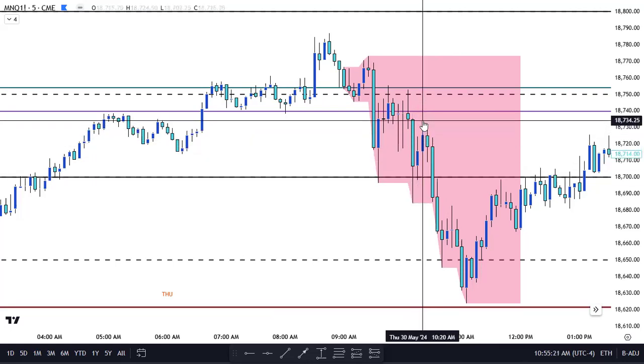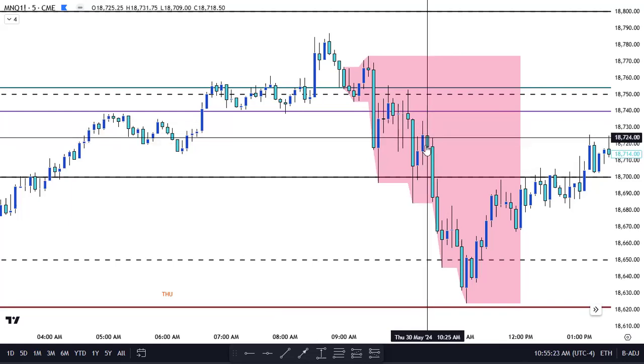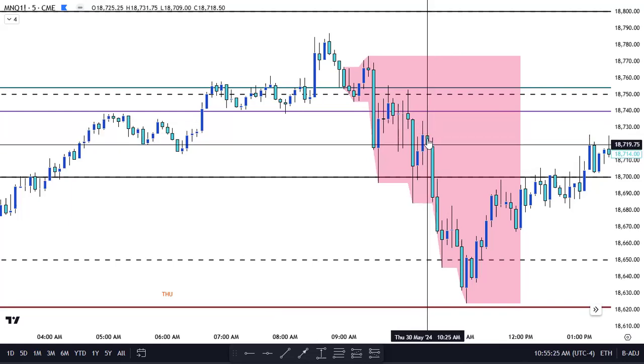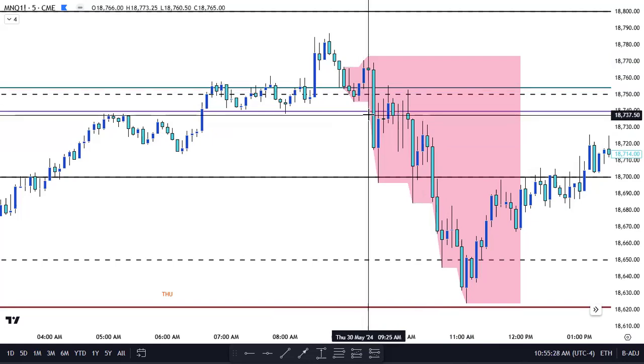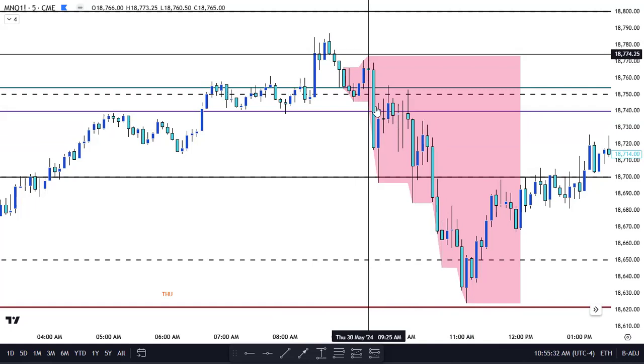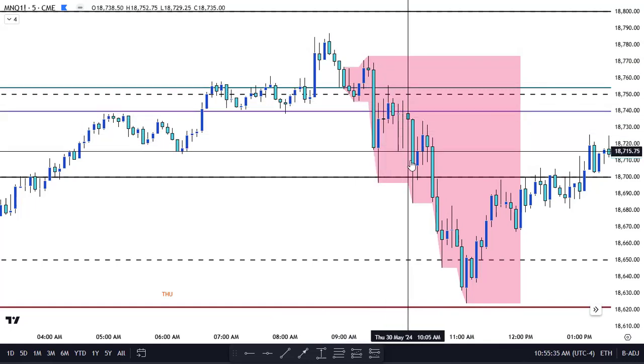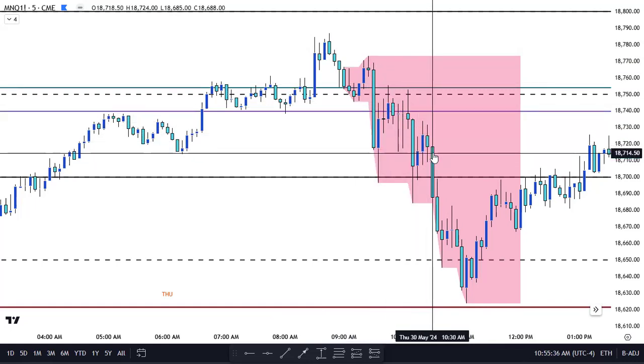Now price starts to retrace, gives me some bearish momentum. Price is making lower lows and lower highs. So we come in, lower low, lower high, lower low, lower high, lower low, lower high. Boom. Here's your trade entry.